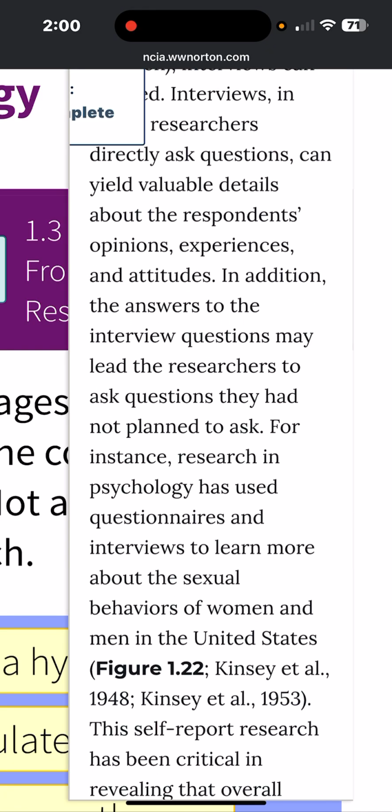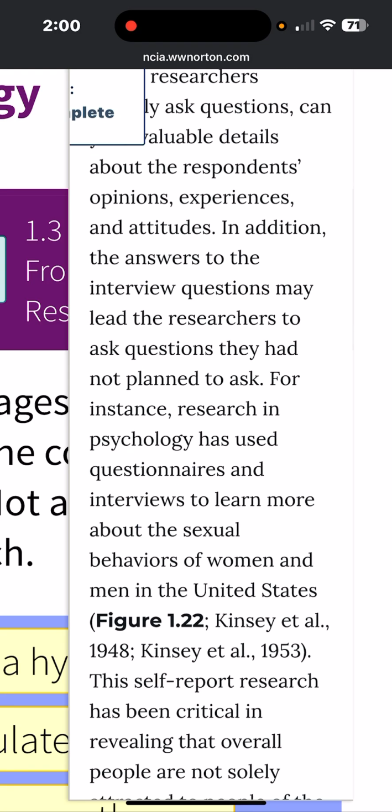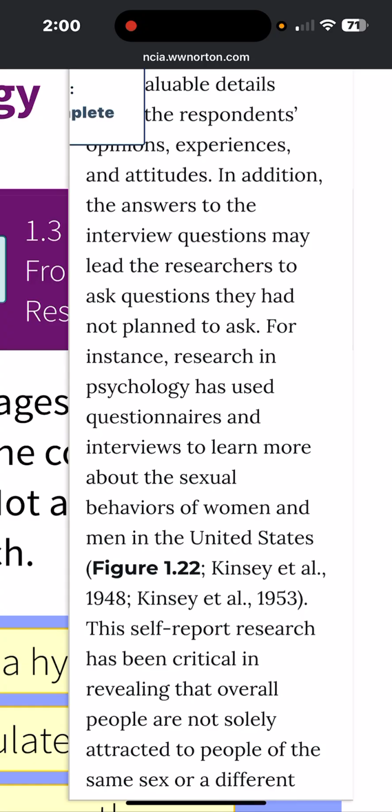For instance, researchers in psychology have used questionnaires and interviews to learn more about sexual behaviors of women and men in the United States. Figure 1.22, Kinsey et al., 1948. Kinsey et al., 1953.